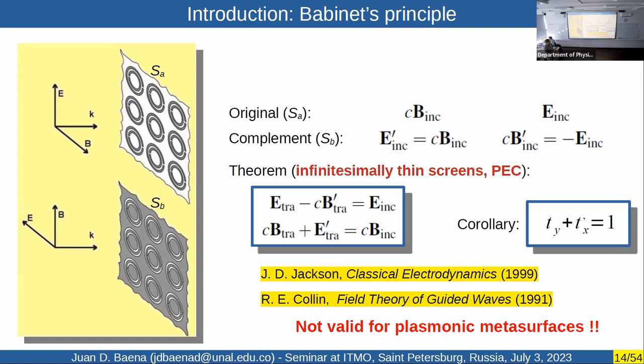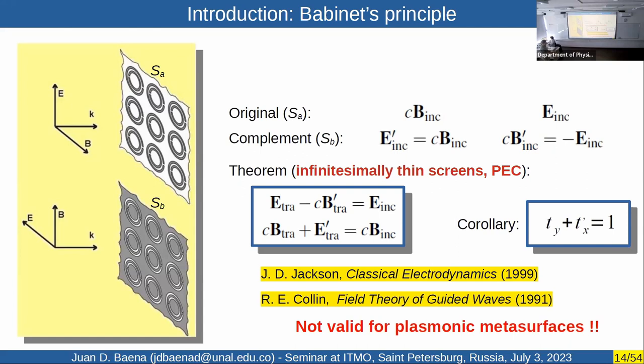Actually, the electric field of the original problem plus the magnetic field of the complementary one. Let me remind you that in the complementary problem, by duality, you have to interchange the electric field with the magnetic field. So electric field plus the magnetic field will be the incident electric field. And this is the dual equation of the first one. But with these two equations, actually, you can also write an easier corollary like this.